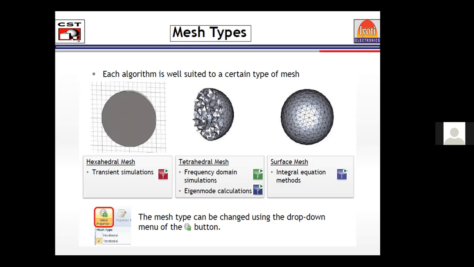So frequency domain prefers tetrahedral mesh, as does eigenmode. Other than this, there is also surface meshing. As we have already discussed, for integral equation the surface mesh is used because it's a metallic structure, and integral equation generally deals with metallic structures. Since metal is there, the electromagnetic beam will not pass beyond the skin depth, so the meshing is done at the outer layer. That's the best part. So you should choose your solver, and then the meshing will be generated. In this part, maybe you have a different material inside it. That will not be meshed. So you should keep that in mind.